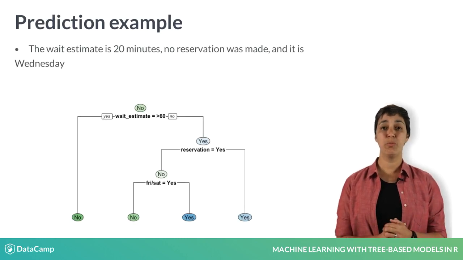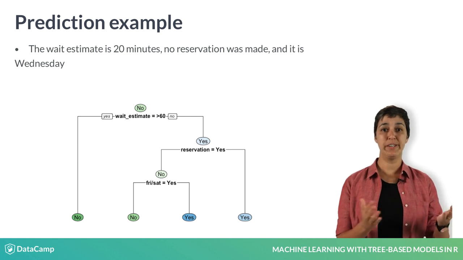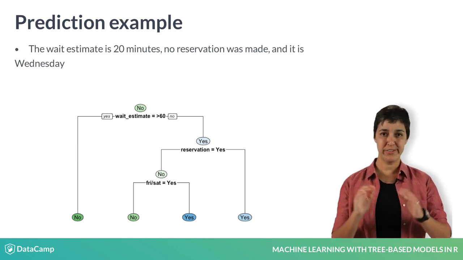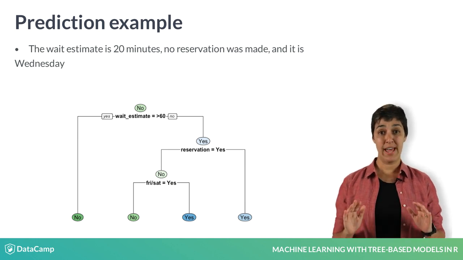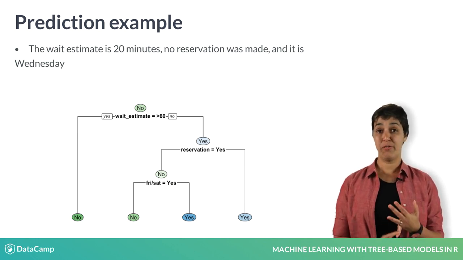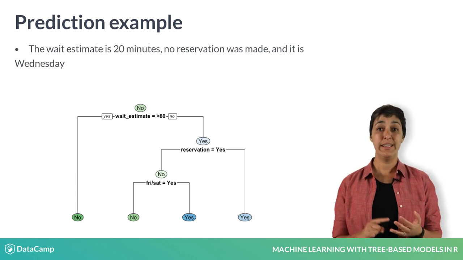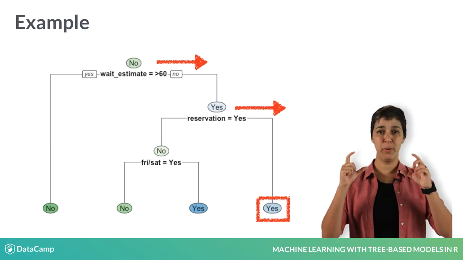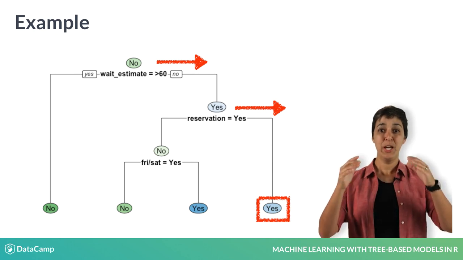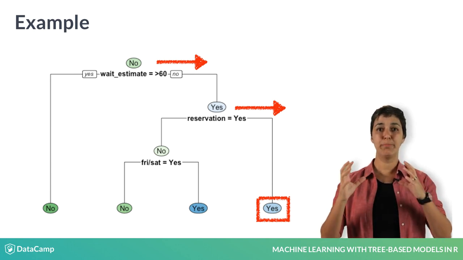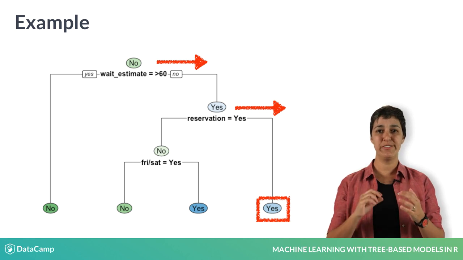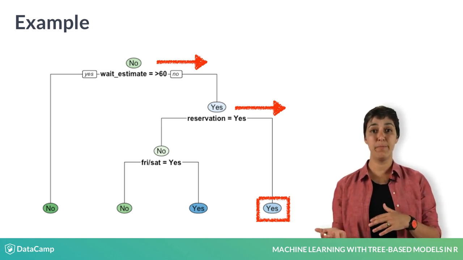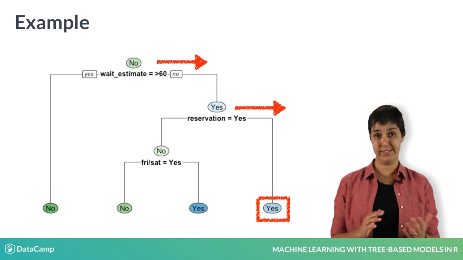Let's suppose you want to predict whether your friend will wait for a table at a particular restaurant or go elsewhere. Here is the scenario. The wait estimate is 20 minutes. Your friend doesn't have a reservation, and it is a Wednesday. Starting from the top node of the tree, you must evaluate a query about a particular attribute of your friend's data. In this example, we ask whether the wait estimate is greater than or equal to 60.